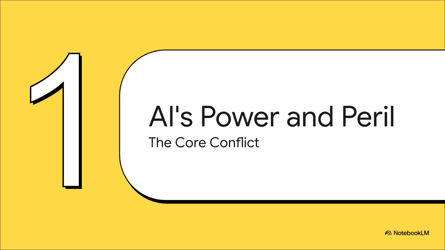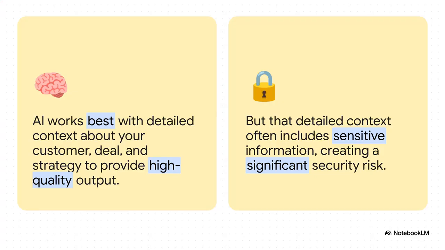All right, first up, AI's power and peril. This is really the core conflict, the central tension for every single sales professional using these tools today. So here's the fundamental problem, right? On the one hand, AI thrives on context. The more detail you give it about your customer, your deal, your strategy, the better the output is going to be. It's like a genius assistant who just needs all the background info.